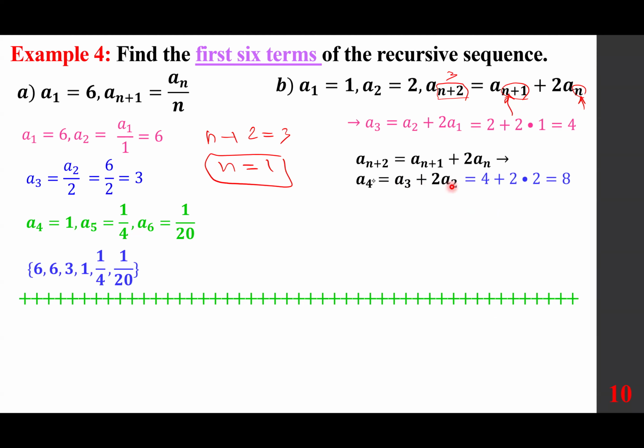The next one is 5. So what is a sub 5? a sub 4 plus 2 a sub 3. So a sub 5 is a sub 4 plus 2 a sub 3. So a sub 4 is 8, 2 times a sub 3, which is 4, gives us a total of 16. I leave it for you to figure out a sub 6 on your own. So it's pretty straightforward. I hope everybody's okay with that.